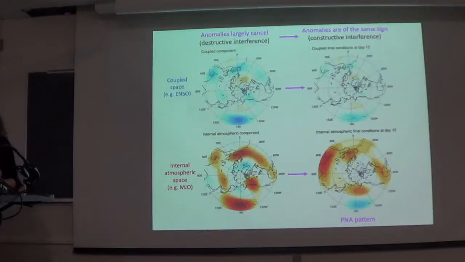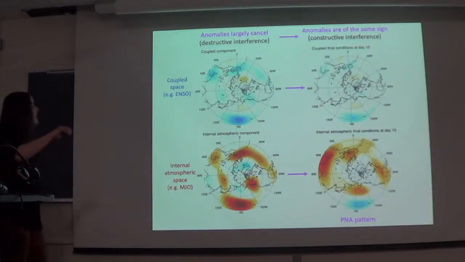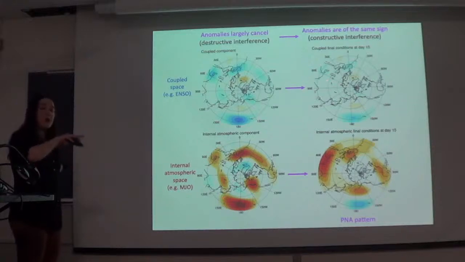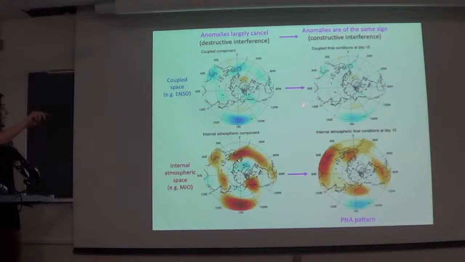Okay, so let's put that all together. So here we have our initial conditions, coupled space and internal atmospheric space. So this includes the influence of ENSO. This one includes at the bottom the influence of the MJO. Integrating them, or not integrating them, but just running them forward with the propagator separately, we get our final PNA pattern from just the coupled component. Here is the final PNA from just the internal atmospheric component.